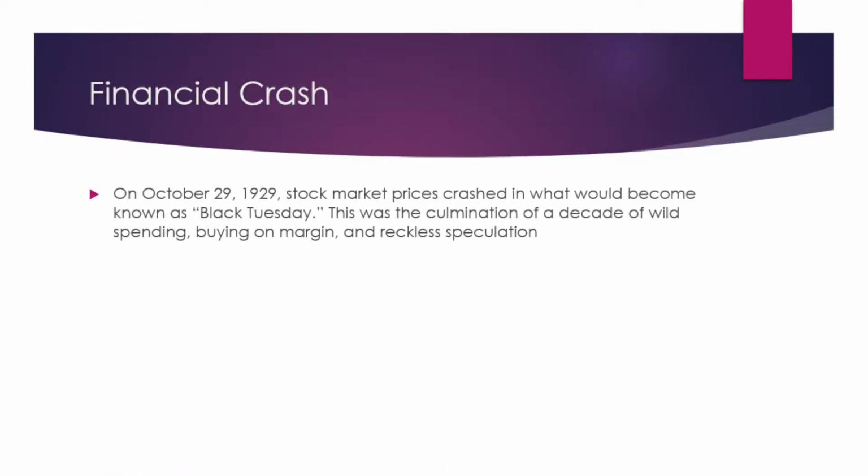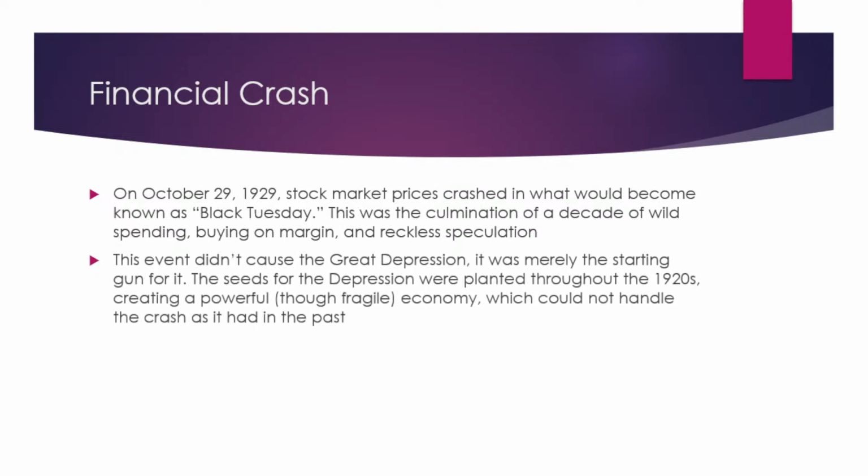And then the end of the chapter. October 29th, 1929, the year my grandmother was born, stock market prices crashed. This became known as Black Tuesday. Now, this wasn't just something that came out of nowhere. This was due to everything we've been looking at this chapter. Reckless spending, buying on margin, the speculation. And it wasn't that one thing caused the Great Depression. It's not just, oh, the stock market caused the Great Depression. It was the starting gun, so to speak. It was the spark, and everything that had been happening throughout the 20s had been leading up to it.